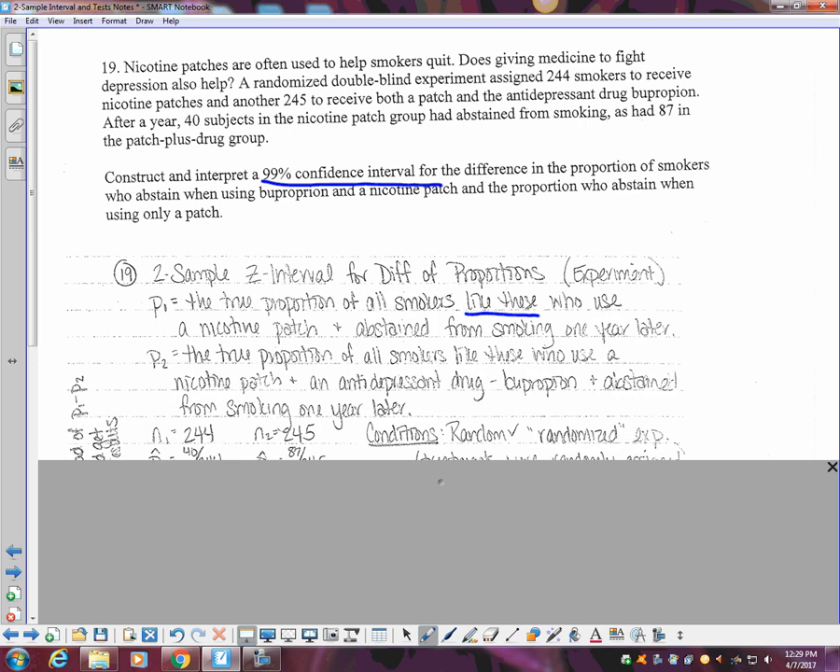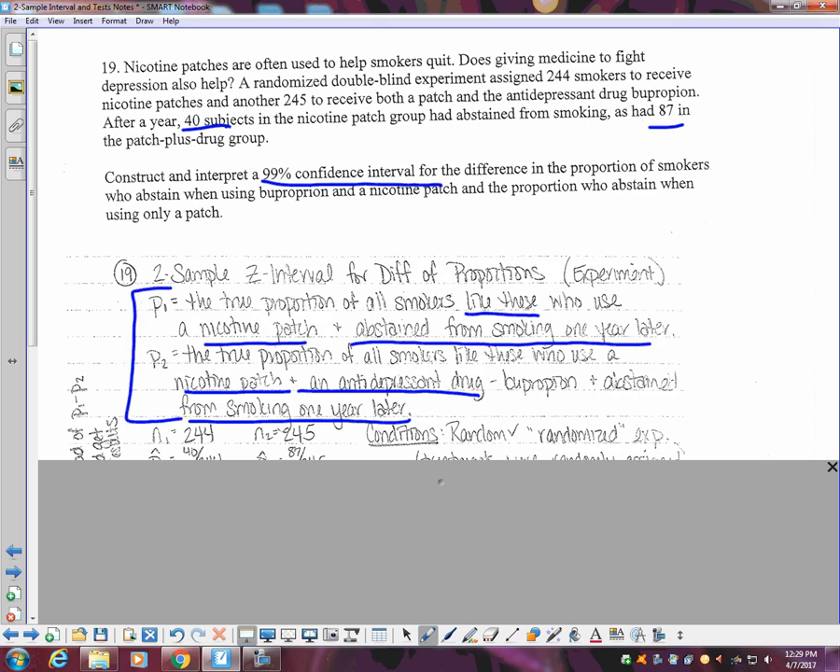And then make sure, because this is the proportion, these numbers are on a year later. These are the people who have still stopped smoking a year later. So you have to make sure you say that in your P. Who used a nicotine patch and abstained from smoking 1 year later. These people got the nicotine patch and the drug and abstained from smoking 1 year later. And sometimes we get a little lazy here. Don't do that. See it all the way through. Think about what the numbers represent.